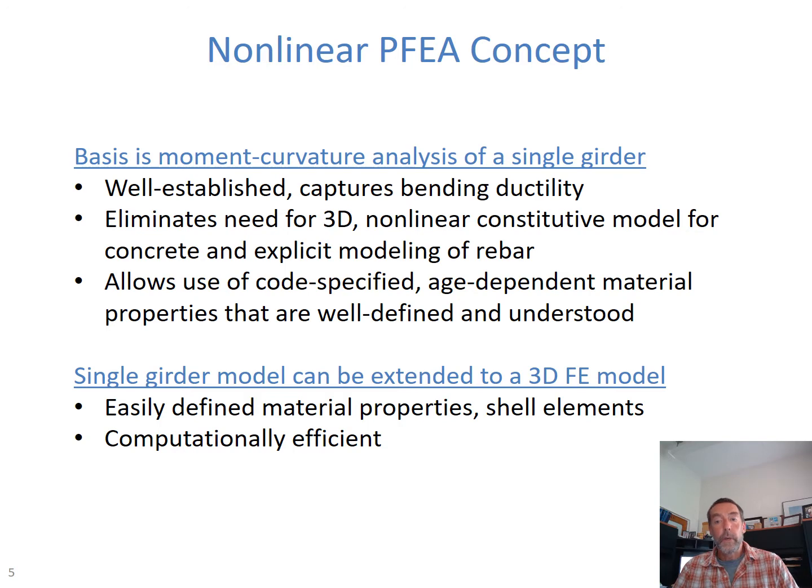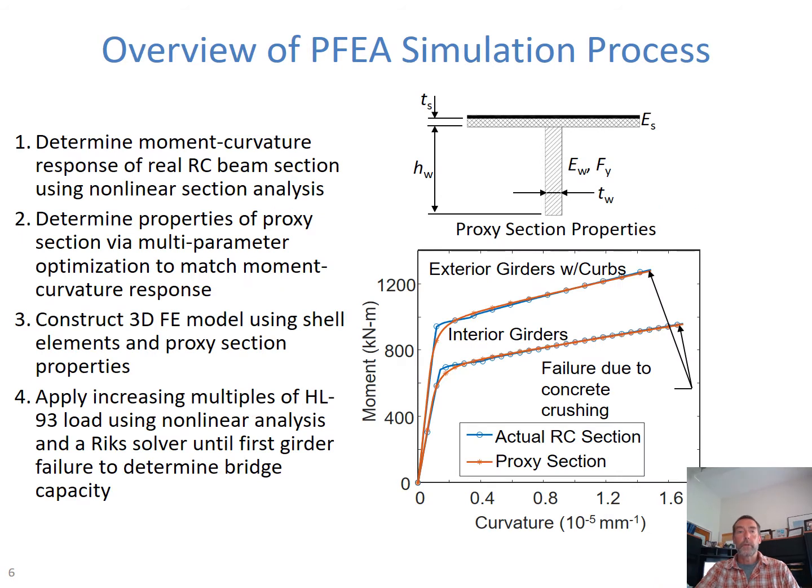Practicing engineers can go to the AASHTO manual for bridge evaluation and, given the age of the structure, get a value for f'c and a value for the rebar yield strength, and then you have what you need to complete the process. And then we can extend that single girder model to a 3D finite element model using straightforward material properties and shell elements, and it becomes very computationally tractable.